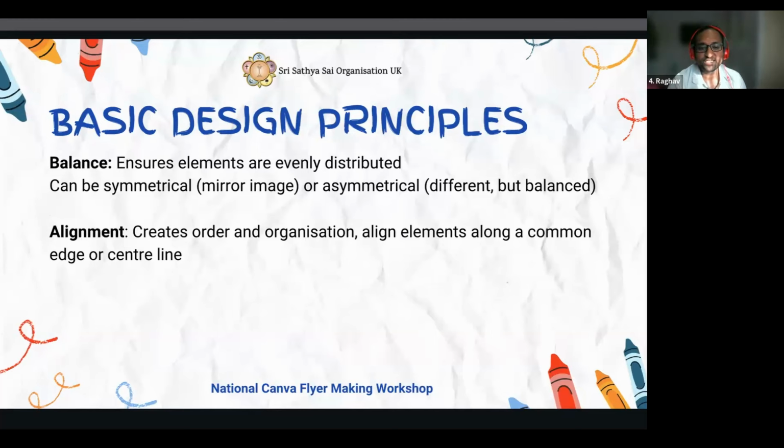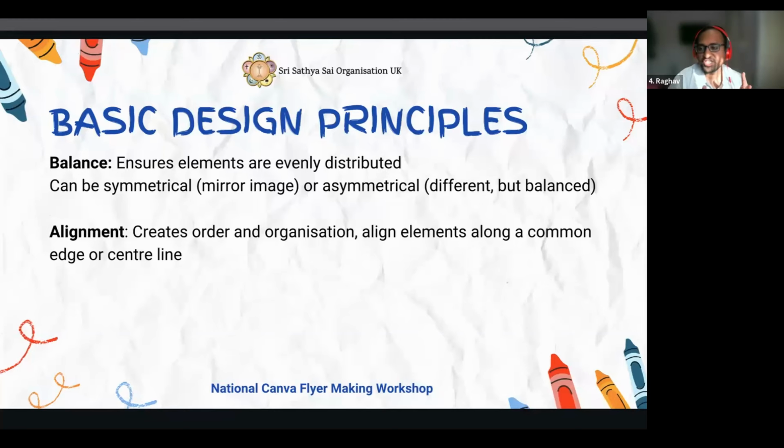So all the text is aligned down the center, for example, and it's easy to spot where it's all grouped together. But sometimes you want to go for an asymmetry, so that everything is placed all over the place, but in a way that is still balanced. So it's still eye-catching, right? The information that you want to communicate needs to come across very clearly.